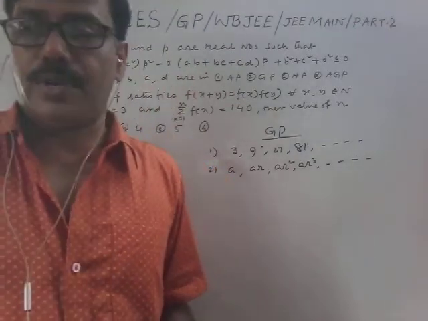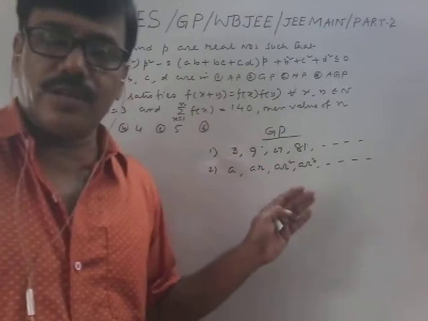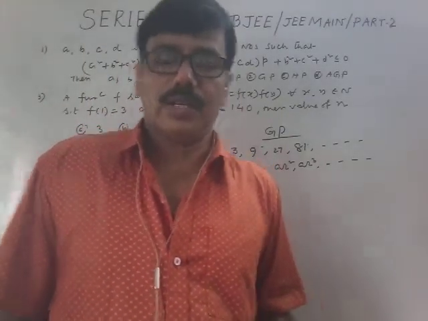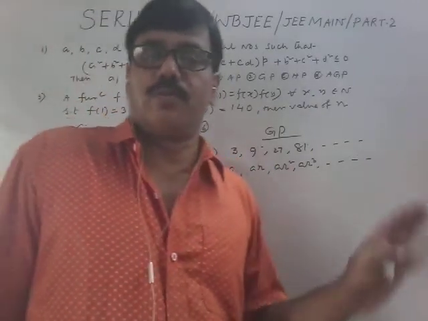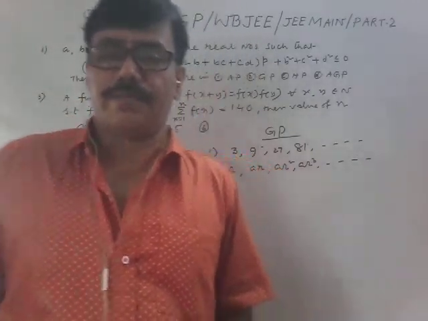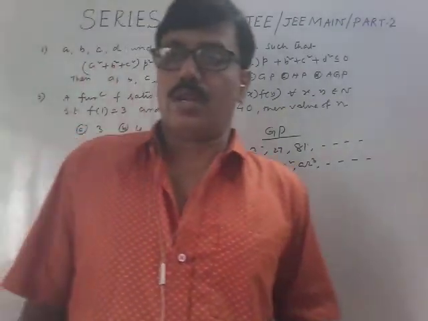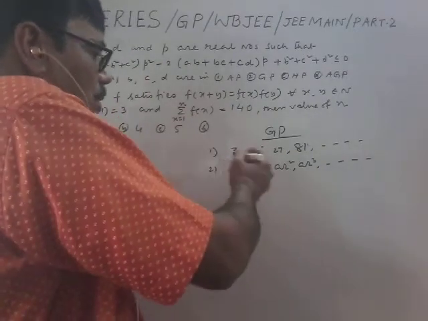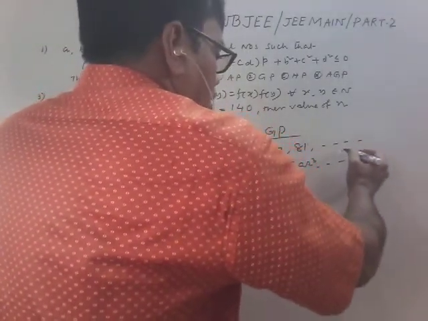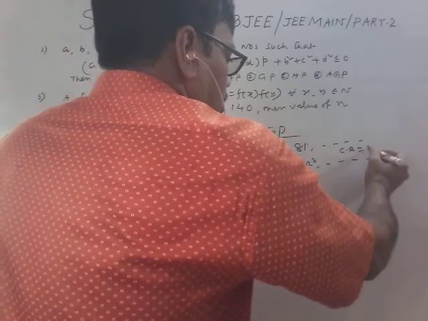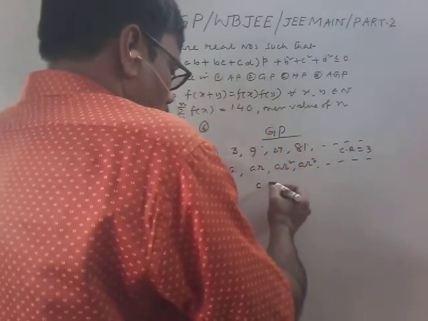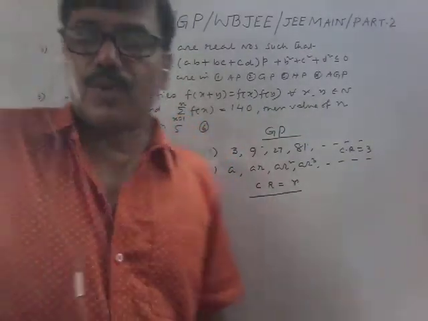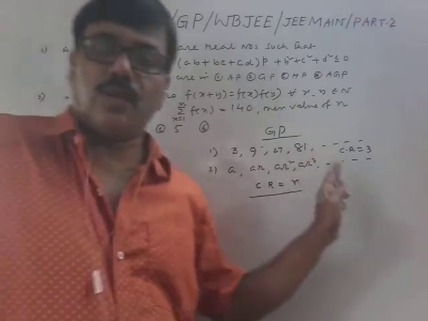So what is GP? If the ratio of any term from its previous is constant, then the terms are said to form a geometric progression. The ratio is called the common ratio. For example, for problem number 1, the common ratio is 3, CR equals 3, and here the common ratio equals small r. In case of AP, it was the difference.